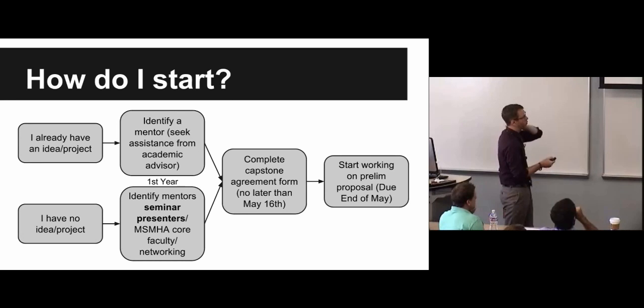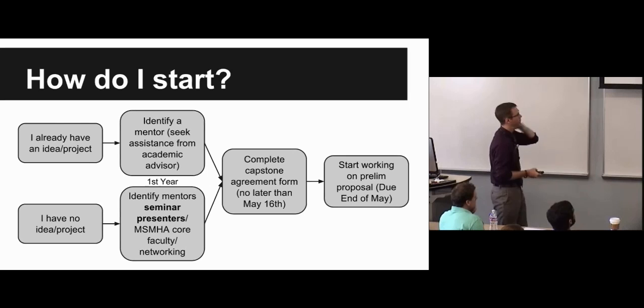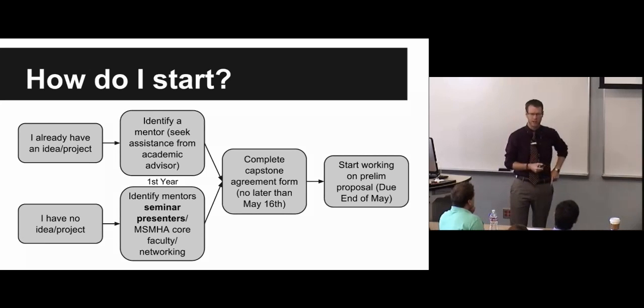And then you're going to start work on the preliminary proposal. Okay, so now we're getting at the very end of your spring semester, and we're going to talk about the details of the preliminary proposal coming up here, but this flowchart is taking you from I have an idea, I don't have an idea, to finding a Capstone mentor, getting an agreement form signed, and then beginning work on a proposal. So what questions do you have on this flow?